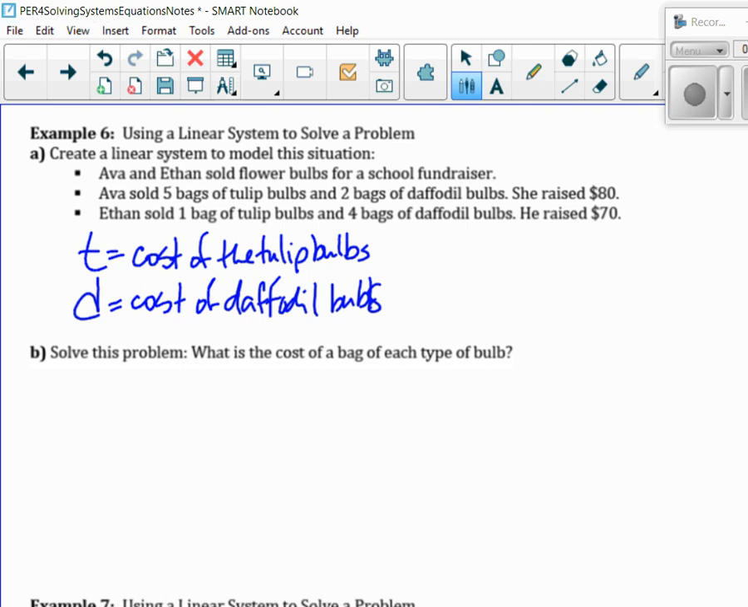Okay, so Ava sold 5 tulips and 2 bags of daffodils to raise $80. So what's my equation? Very good. T plus 4D equals 70. Very good. Okay, so does everybody see that that would be my 2 equations? Okay, so now we're going to solve it using elimination.